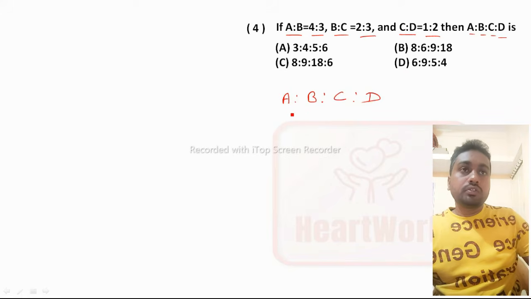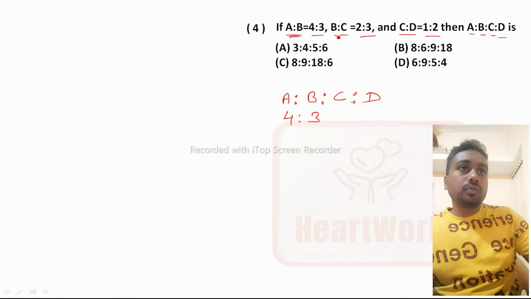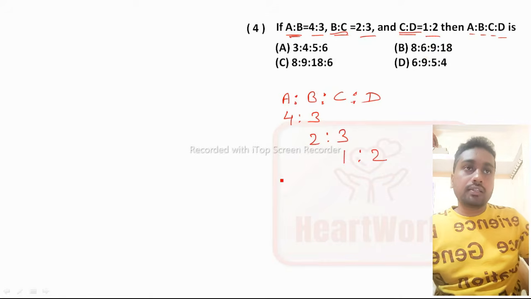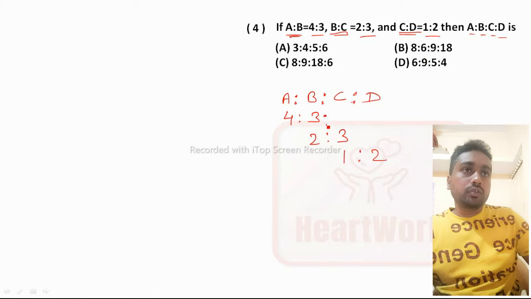So what to do? Just follow how I am doing. A is to B, what is the value? 4 is to 3. Next, B is to C is 2 is to 3. C is to D is 1 is to 2. So first you need to write like that. After that, you have to put these ratios in a line.